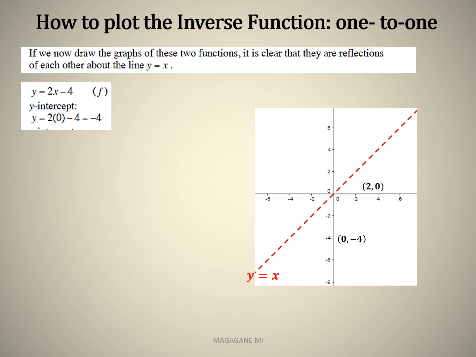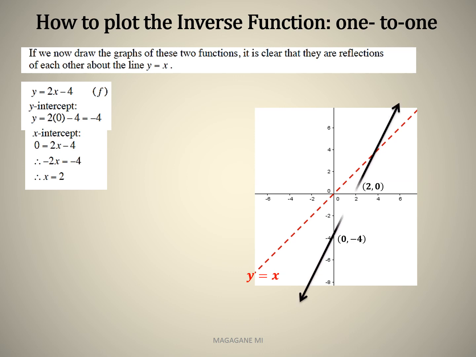Let's look at y equals 2x minus 4. How to plot the graph. For the y-intercept, x equals 0. Therefore, y equals 2 times 0 minus 4, which equals minus 4. So there's the y-intercept. Then for the x-intercept, we put y to be 0, then x equals 2. Then there's the x-intercept. Then we draw a line that passes through the two intercepts, which is the graph of y equals 2x minus 4.